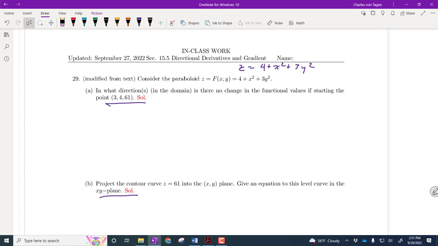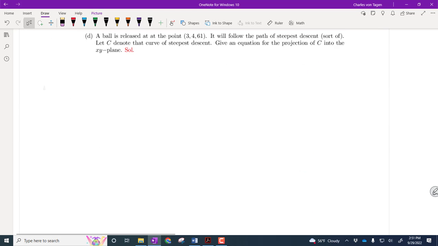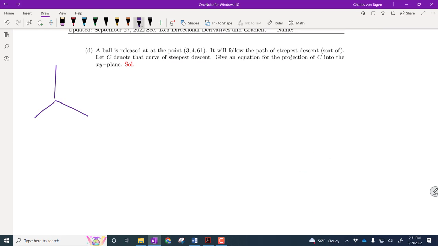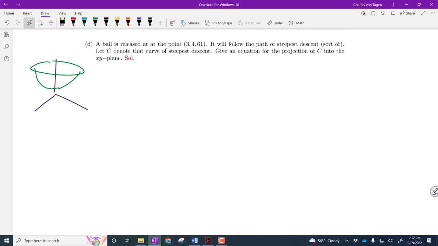Okay, so what we're going to do now is take this elliptic paraboloid. I'm not going to worry about drawing it exactly correctly, but it's got a +4. We're going to take a ball at the point (3, 4, 61). Well, that'd be right about there. There's the point (3, 4, 61).